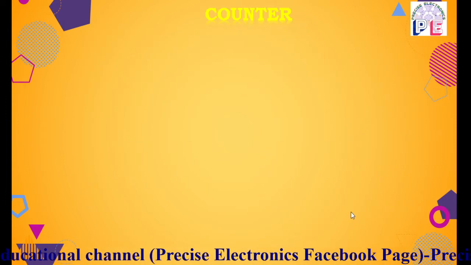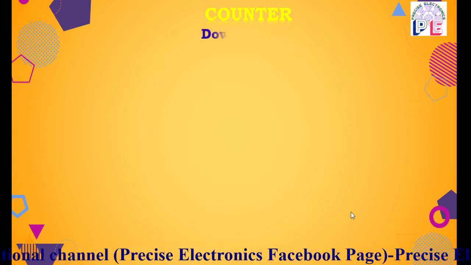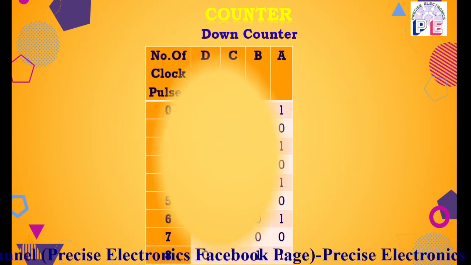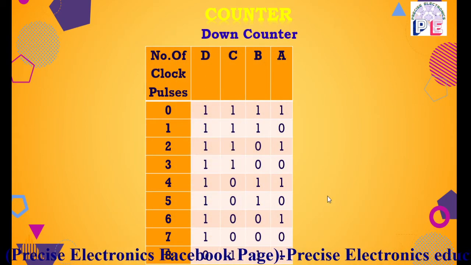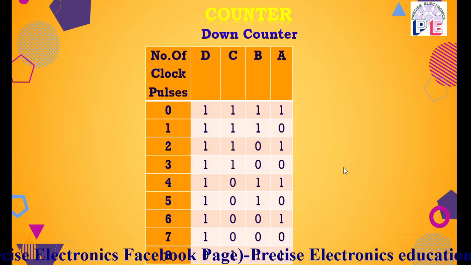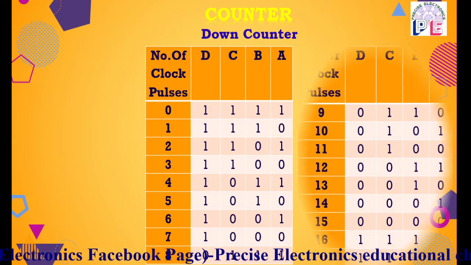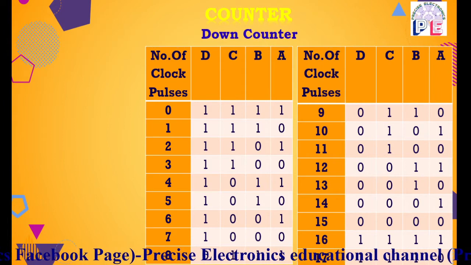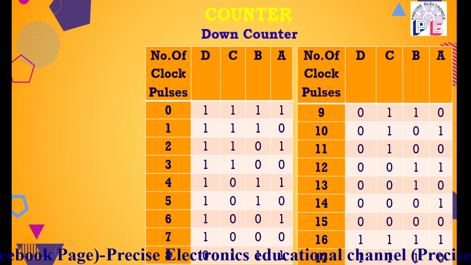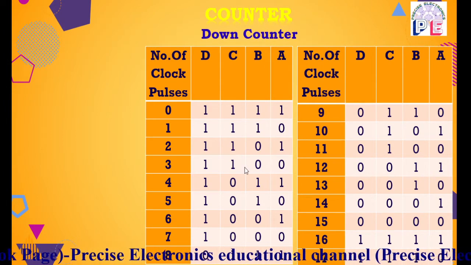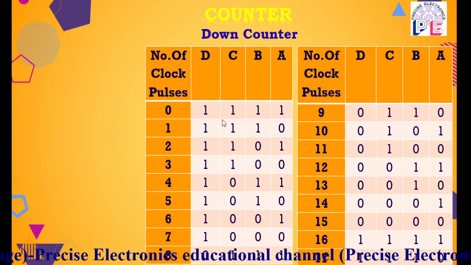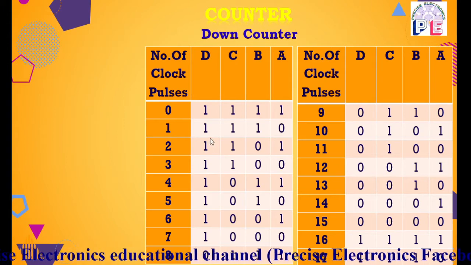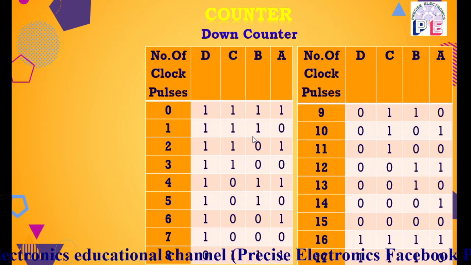Now we are going to study the truth table of the down counter. The first column is the number of clock pulses, and D, C, B, A are the states of the flip-flops, that is the outputs of the counter. Before applying any clock pulse, all flip-flops are made preset, so the output of the counter is 1111. When the first clock pulse appears, the output of the counter is now 1110.